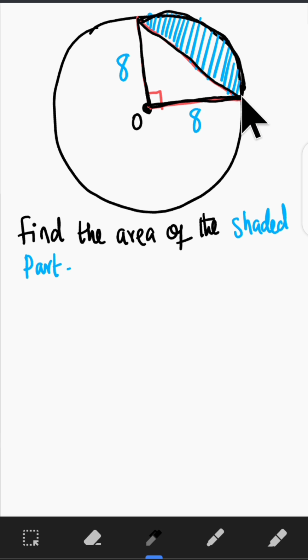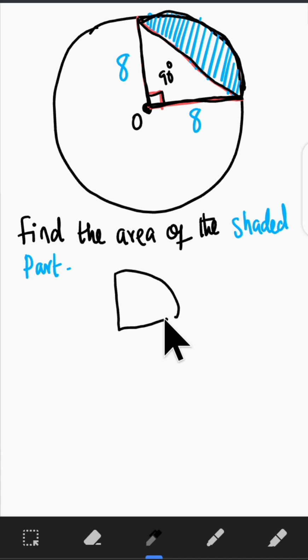And fortunately for us, the triangle is a right angle triangle because it has one of its angles to be 90 degrees. So what it means is that if I can get the area of the big guy, which is the sector, then I remove the area of the triangle, which is this guy here, from the area of the sector. What will be left is the area of the shaded part, which is this segment.